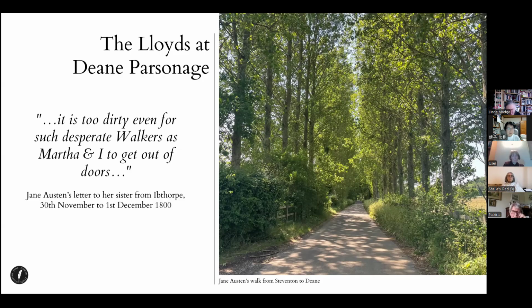Mrs. Lloyd lived with her 2 daughters, Mary, who we've just encountered, who later married James Austen, and Martha. Martha was significant in Jane's life. She and Jane became close friends, and they later lived together at Chawton. They also shared a passion for walking, Jane describing themselves as desperate walkers.